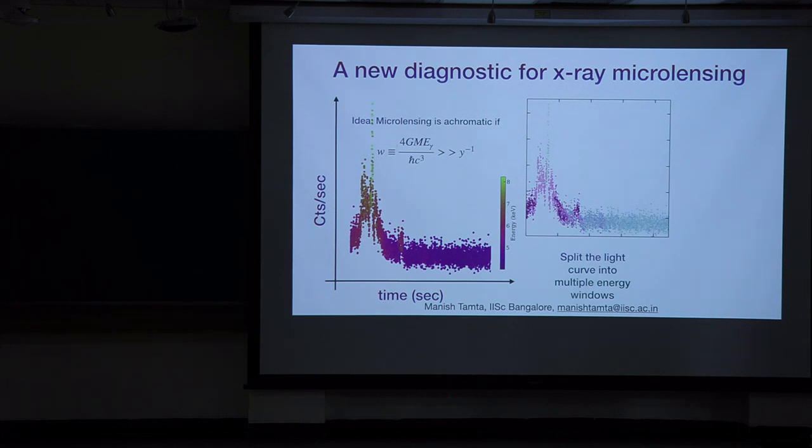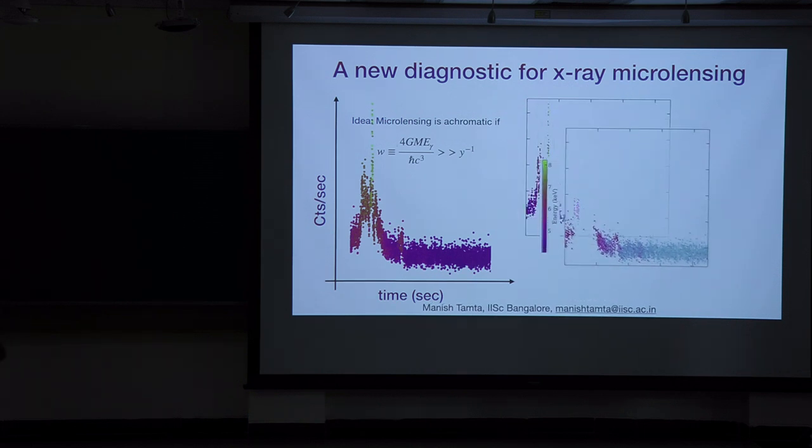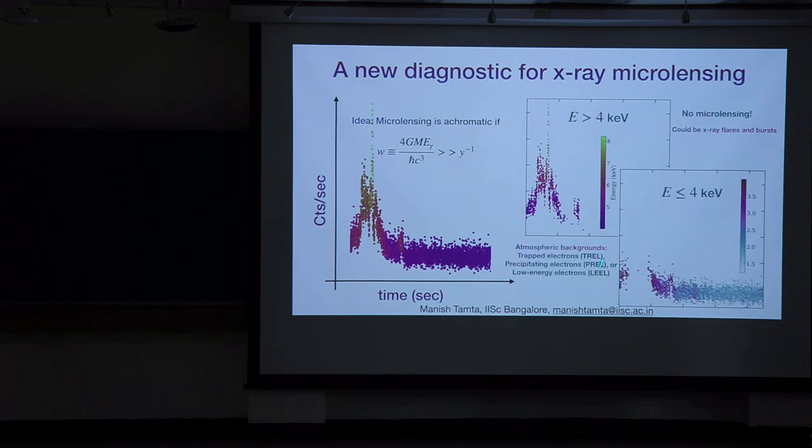So how do we test it? You plot the light curve and split it into multiple energy windows. If you split it into different windows and we can see there is no such signature, then this is simply not microlensing. It could be some X-ray flares or bursts, or even atmospheric electrons that are interacting with the detector components.